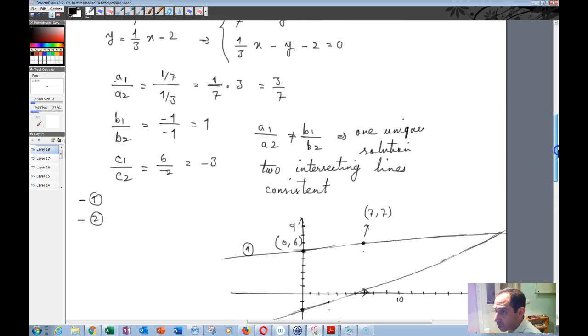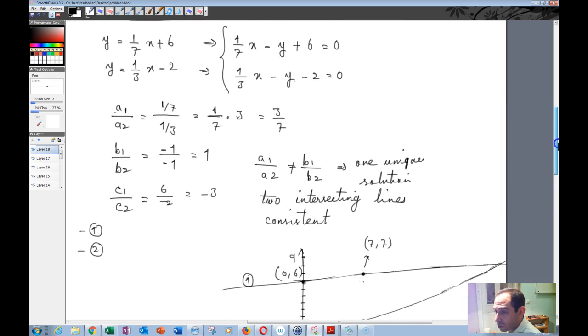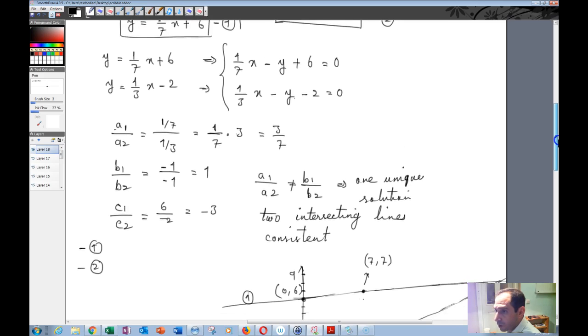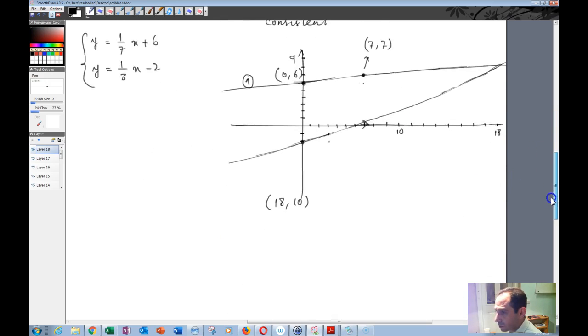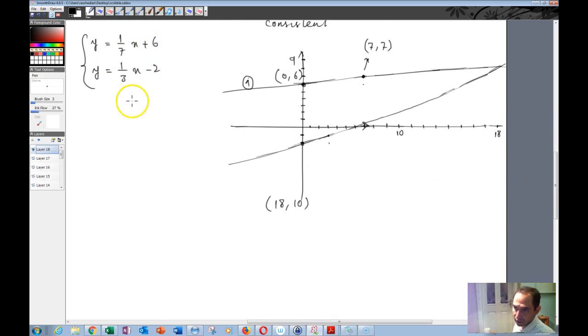And also, if you want to solve the problem, actually what you can do is that you can write your equations as y is equal to 1/7 x plus 6, and also y is equal to 1/3 x minus 2. Okay, and then express one of these in terms of, express y in terms of x, or express x in terms of y, or something like that.